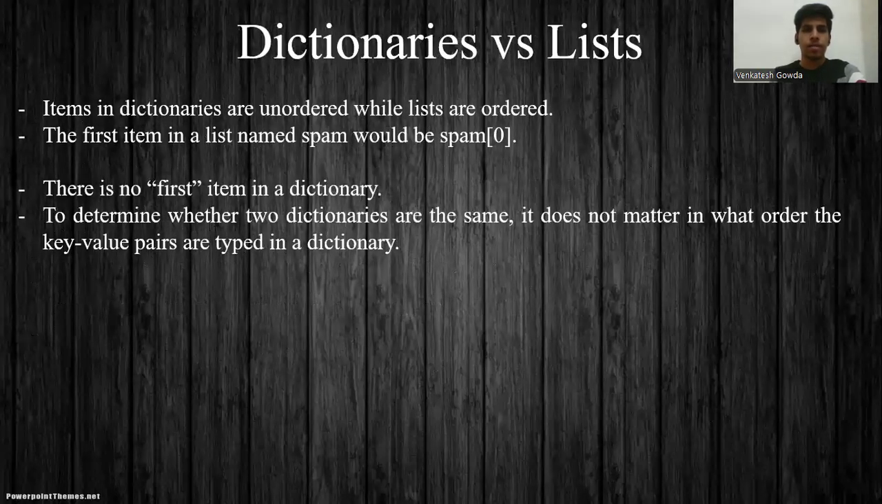So now we'll see the differences between dictionaries and lists. Items in dictionaries are unordered, whereas lists are ordered. The first item in a list named spam would be spam[0]. There is no first item in a dictionary. To determine whether two dictionaries are the same, it does not matter in what order the key-value pairs are typed in the dictionary.